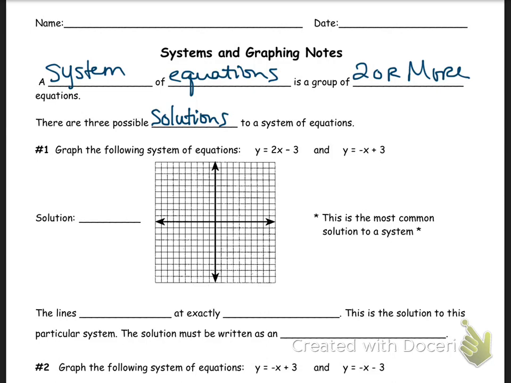So here in number one we have y equals 2x minus 3 and y equals negative x plus 3. So what we need to do is graph both of those. I'm going to start with my y-intercept of negative 3 down here, and I'm going to count up 2 and over 1. I'm going to zoom in a little bit on my graph here. Up 2 and over 1, up 2 and over 1. Now these are equations, so we're going to just draw our line.